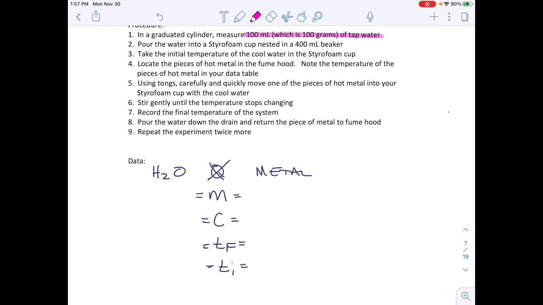One thing we could start off by saying is we do know that we're going to be using 100 milliliters of water, which is equal to 100 grams. We're going to make sure we measure that carefully so we can add that in right away to our data table. We also know the specific heat capacity of water is 1 calorie per gram degree Celsius, so we can put that in there. Everything else we're going to have to determine in the lab itself.